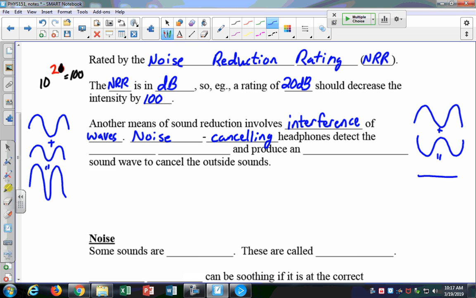Who has noise-canceling headphones? Anybody? They're usually pretty pricey. I don't have them. You have some? My roommate does. Yeah, they're pretty nice. $300.